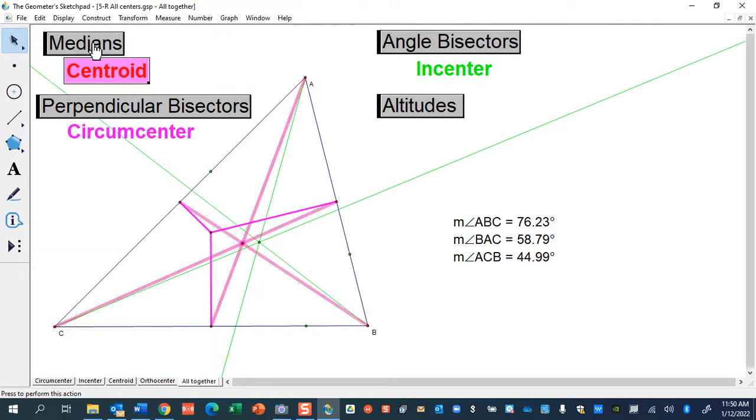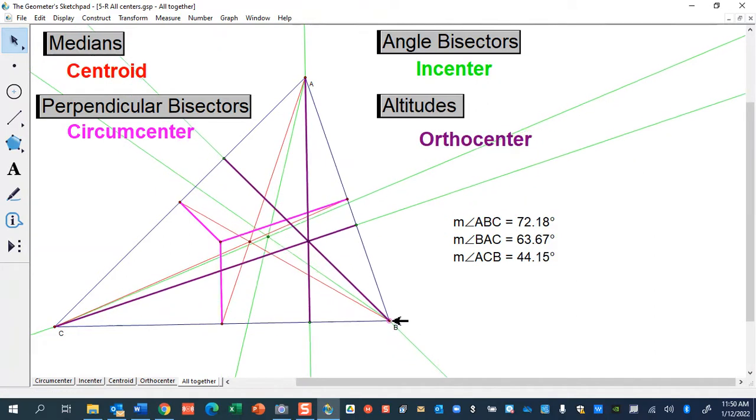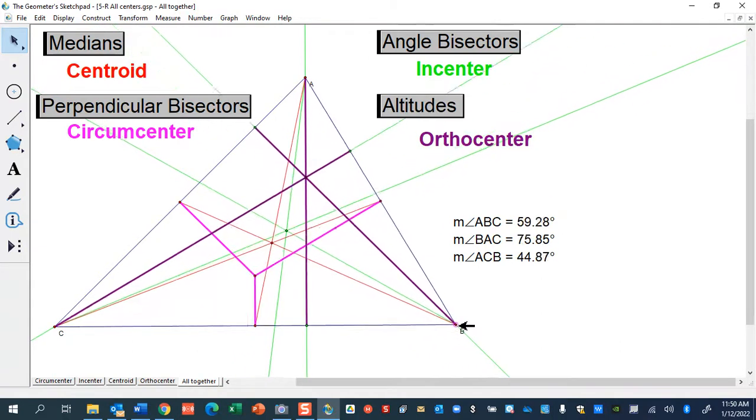Here's my medians. I cut those tails off. Here's my altitudes. I didn't cut those tails off. Now, watch. Pay attention to my angle measures.